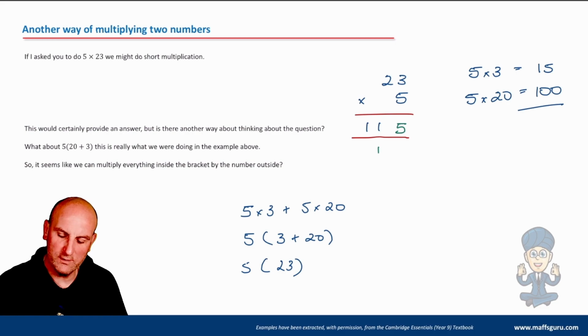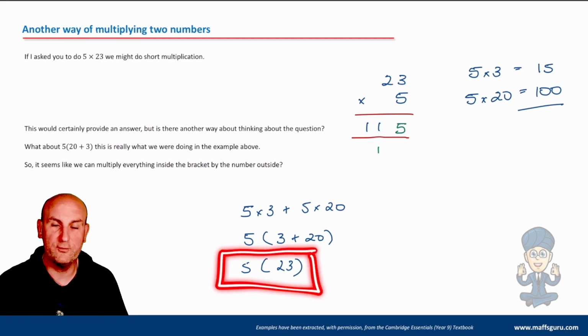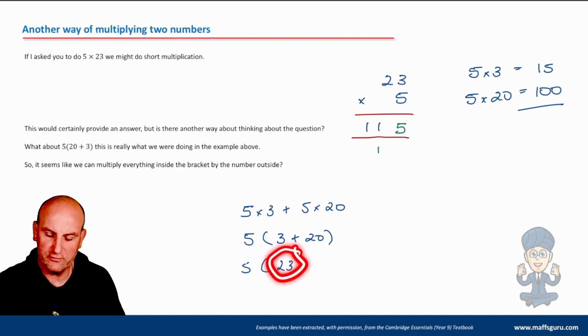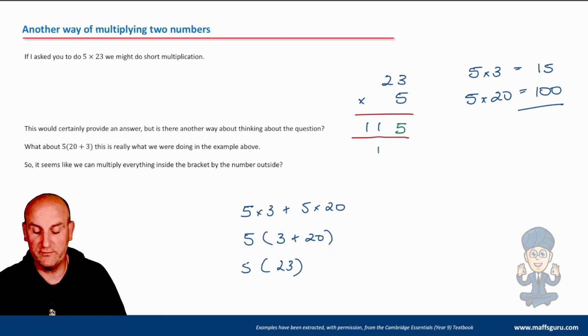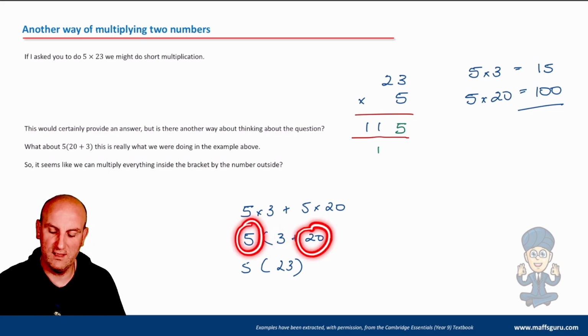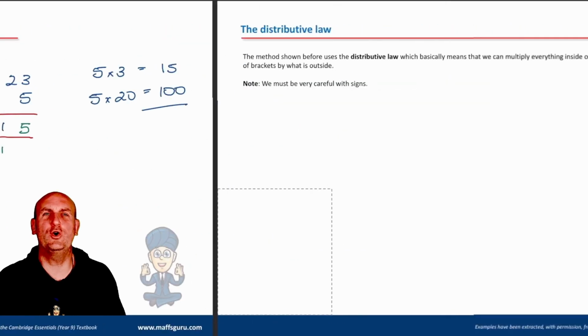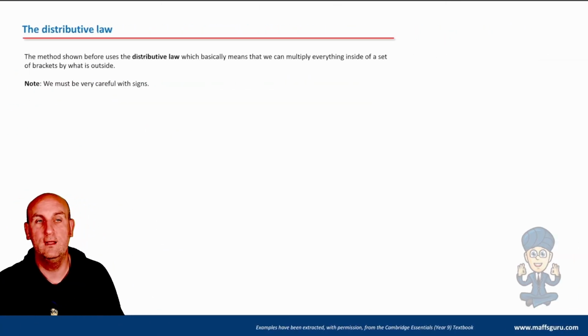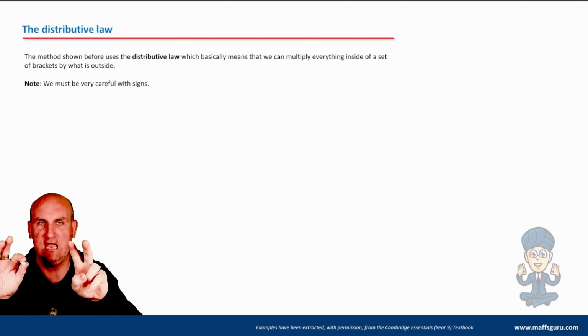If I do this backwards, it appears that my 5 times 23, and again, between the number and that bracket is a times, I can split the 23 up into 3 plus 20, or 20 plus 3, and then I seem to multiply the 3 by the 5 and the 20 by the 5. And basically, that is called the distributive law. And you're like, what? I'll do a few examples, don't worry about it. Anything outside of a set of brackets can multiply everything inside a set of brackets to help you expand.